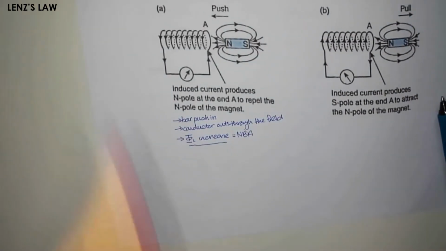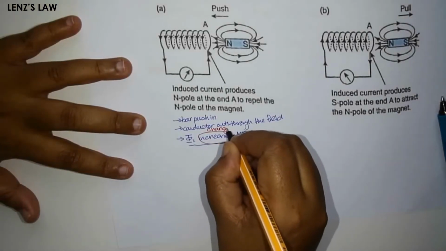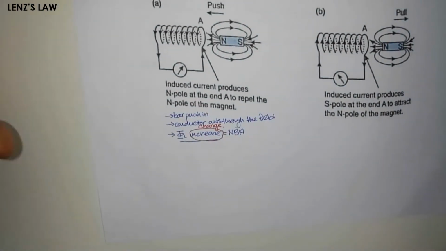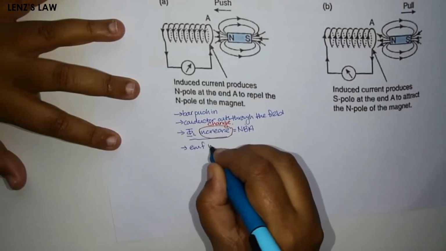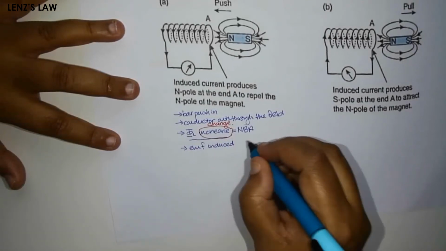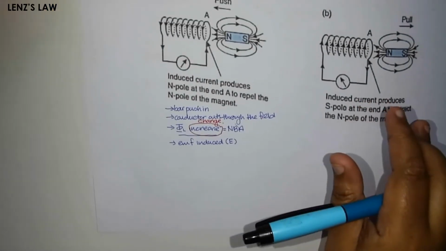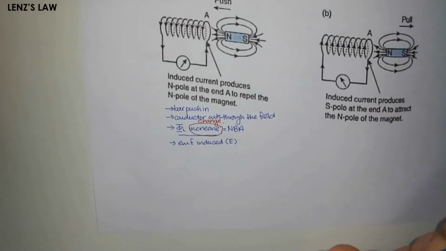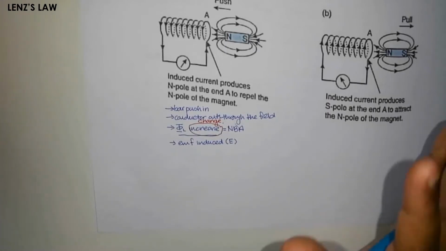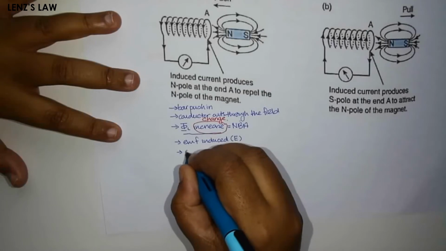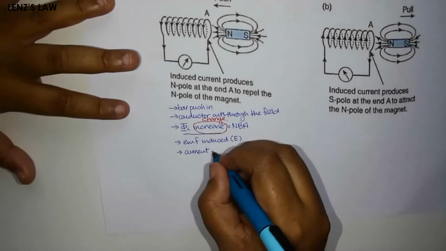Now, when they say the word increase, that means it's a change. When it is a change, Faraday says an EMF will be induced, which I'm going to label as capital E. This EMF is like a voltage that exists inside the solenoid. Definitely when there is an EMF, there will be a current, and this is an induced current.